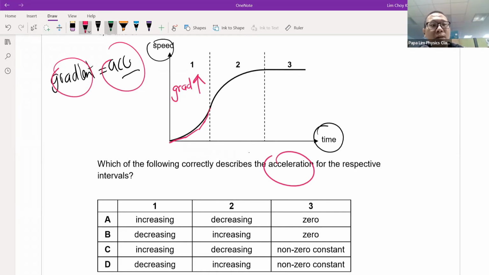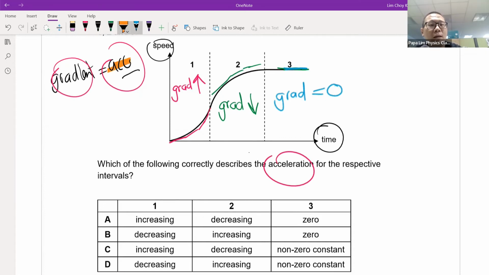Similarly, for section 2, the gradient is getting gentler and gentler, which means the gradient value is getting smaller and smaller. As for section C, you'll find that the line is a horizontal straight line, and the gradient of a horizontal line is 0. To connect the math with the physics concept, we always remember that the gradient on this graph refers to the acceleration.